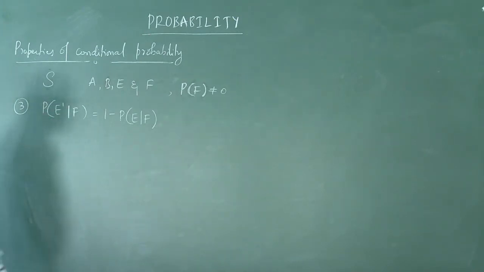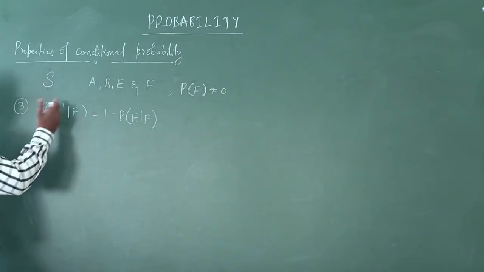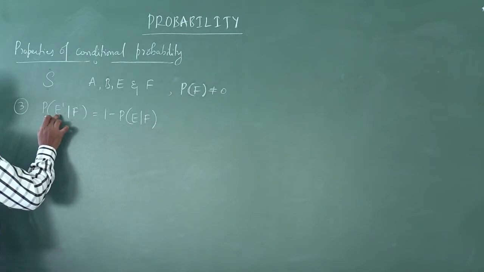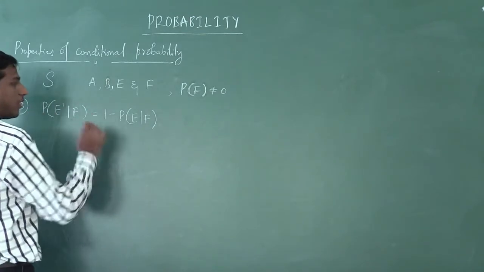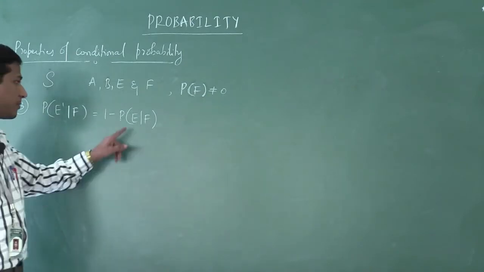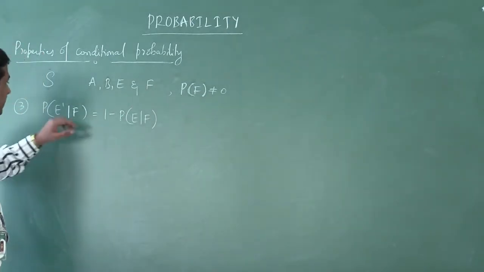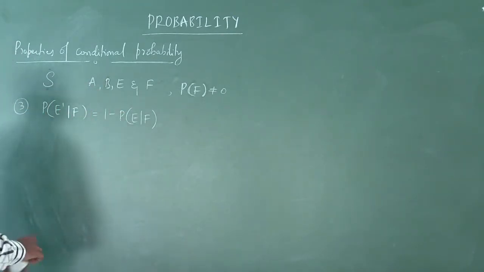What is the event E dash? It is nothing but the event not E, right? It is the complementary event of event E. So we have to prove that the conditional probability of event E dash with respect to F is nothing but 1 minus the conditional probability of event E with respect to F. Again, we will start with the LHS and prove the RHS.